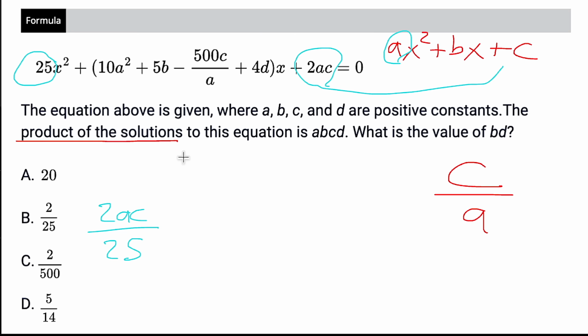Now it says the product of the solutions is, which means it's equal to A, B, C, D. We can simplify this because AC shows up on both sides, so we can get rid of that. And now all of a sudden it's asking us the value of BD. Well, the value of BD is what's left over, right? Because there's B and D, it's 2 over 25, choice B.